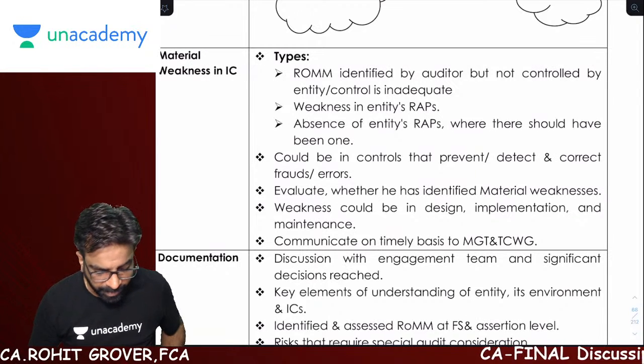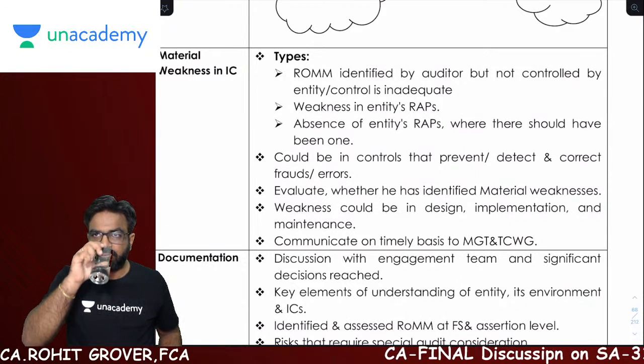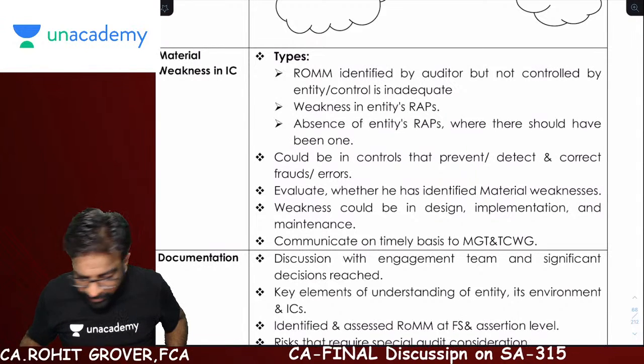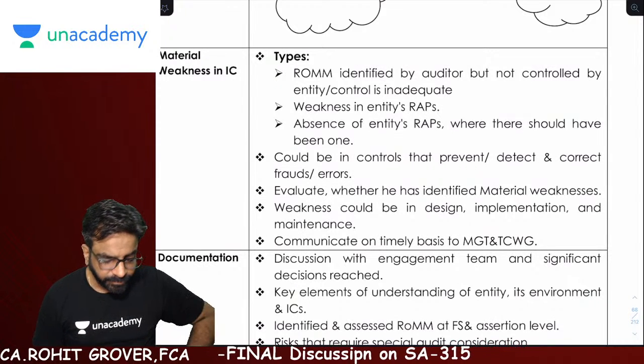Management procedures to implement the internal control system. That is called assertions? No. Anybody? Representations made by the management in the financial statement. Yes, that is known as assertions.